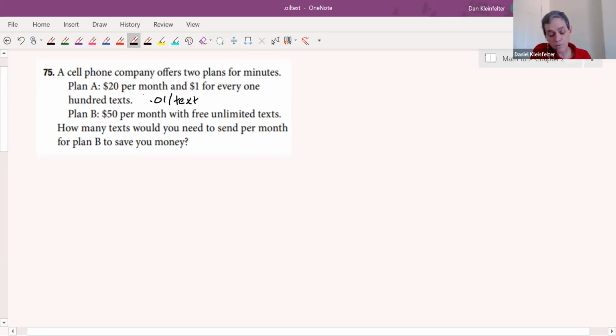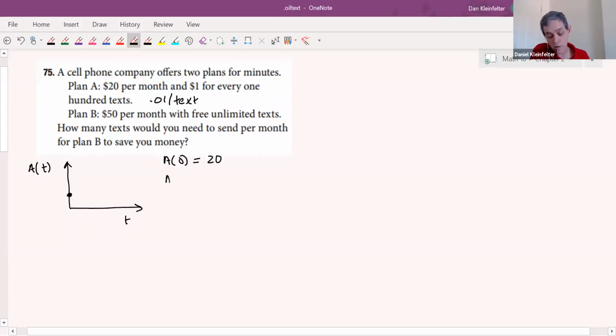So for plan A, the input is going to be a number of texts, and we'll call that T for texts. The input is some number of texts, and then the output is going to be the cost. I'm going to call that A of T for plan A. And it's $20 a month. That's going to be independent of how many texts there are. That is, if you had 0 texts, A of 0 should still be $20, and that will be our y-intercept. And then it goes up $1 for every 100 texts, or 0.01 per text.